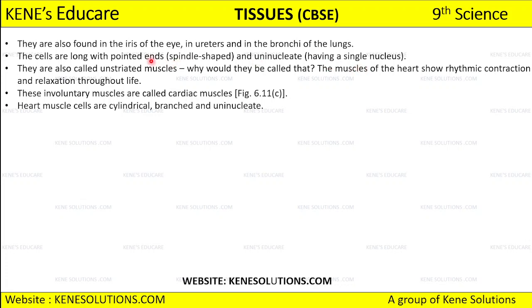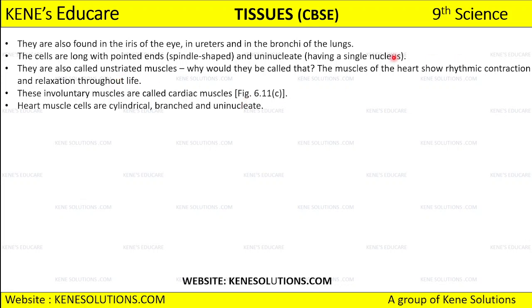So the cells which are present in the muscular tissue, वो कैसे हैं? They are long, and they are going to have a pointed end which we call spindle shaped ends, and they are uninucleated. It means they have a single nucleus. Okay, and we also call this unstriated muscle. What do we call it? Unstriated muscles बोलते हैं. But why do we call them unstriated muscles?